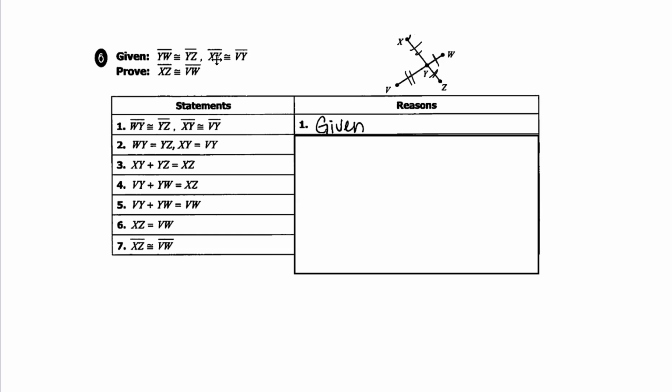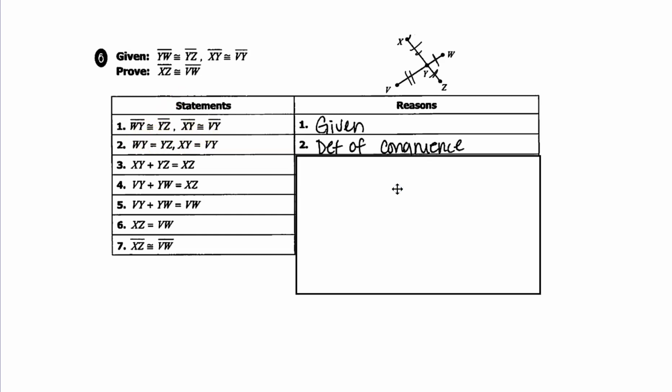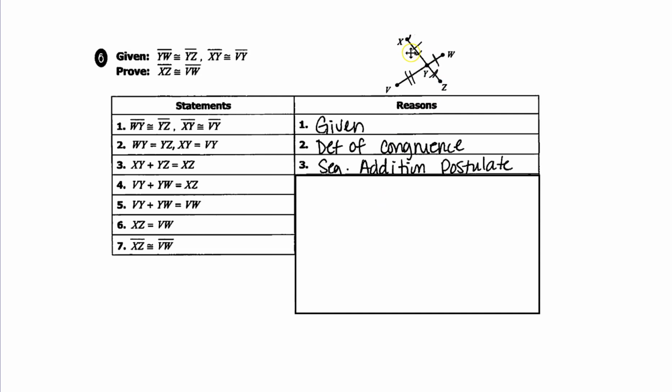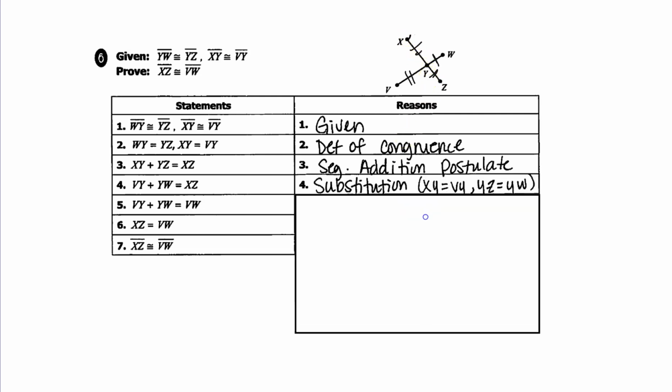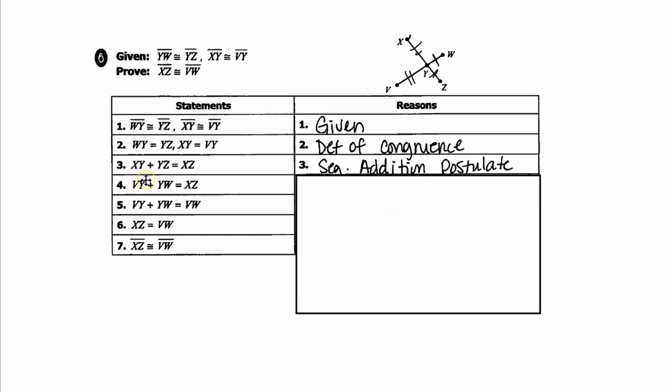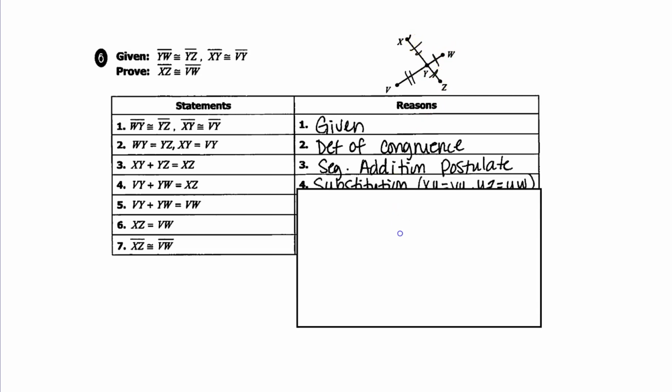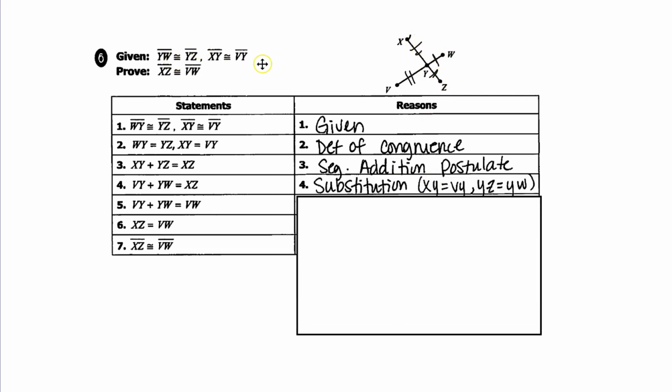All right, so WY equals WZ, right? All we're doing in these statements is removing the congruent symbols. That's definition of congruence. Then we're saying that XY, which is right here, plus YZ equals XZ, right? That's the segment addition postulate. We're adding these two together. Then we have YV plus YW. So YV plus YW equals XZ. Oh, so we're just substituting because we know that they are equal from this step here.